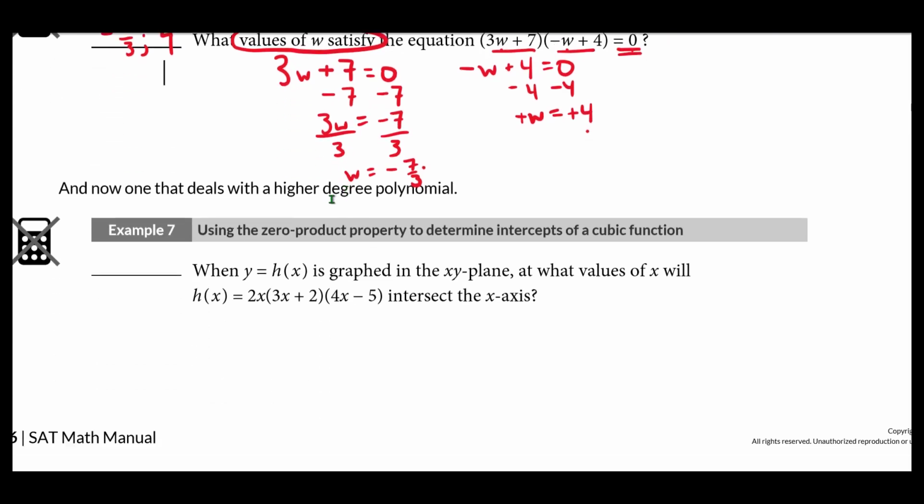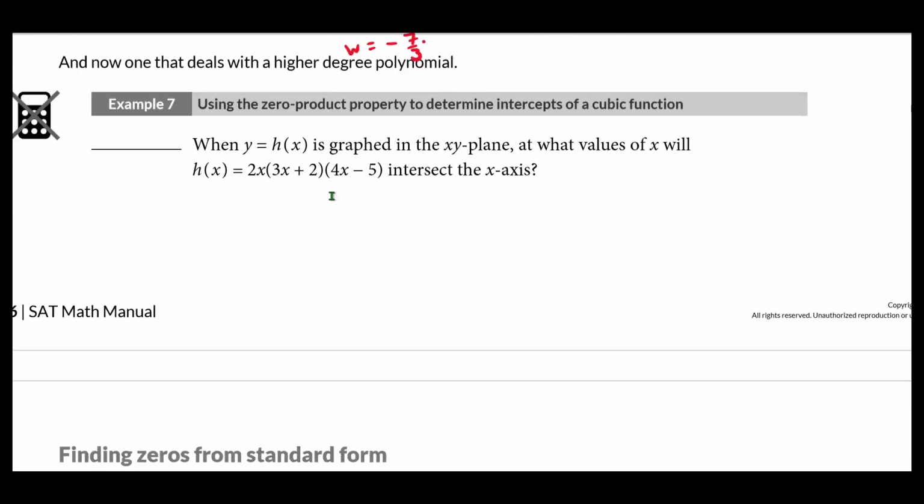Now a higher degree polynomial, one that has 3 x's or an x cubed. What we are going to do, though, is the same exact thing. If we need to know where this graph intersects the x-axis, well, remember, intersecting the x-axis is synonymous with y equaling 0. That's what happens when we intersect the x-axis. Our y value is 0. So really what this is asking us is what values of x will satisfy this equation where all of this stuff over here makes our y value, or in this case h of x value, equal to 0.